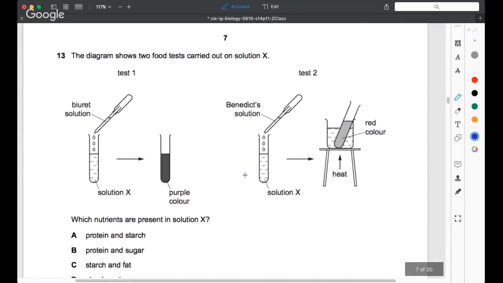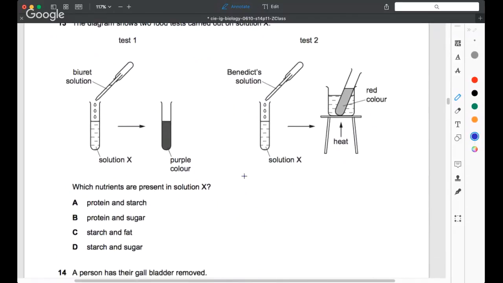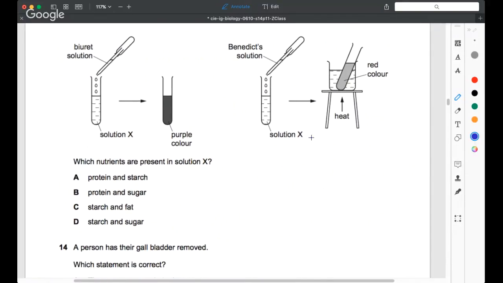Question 13. The diagram shows two food tests carried out on solution X. So we're adding biuret solution, and it turns purple, and we're using Benedict's solution and heat, and it turns red. So our two tests. What nutrients are present in solution X?